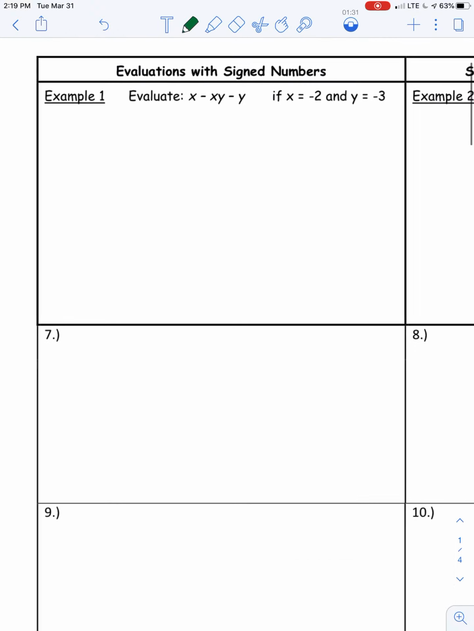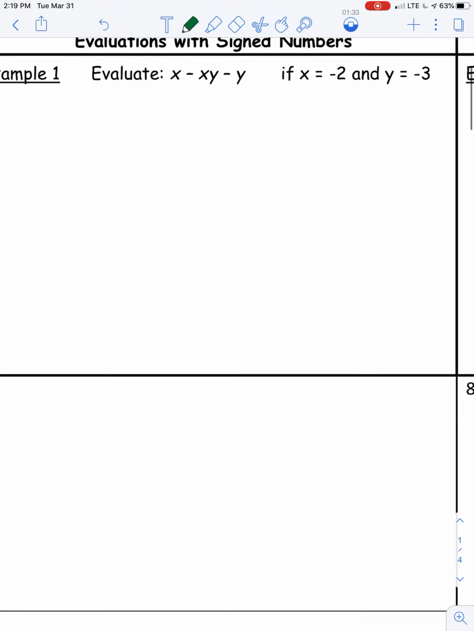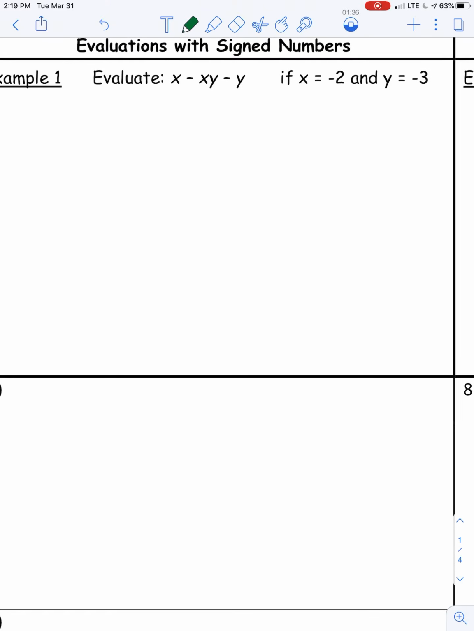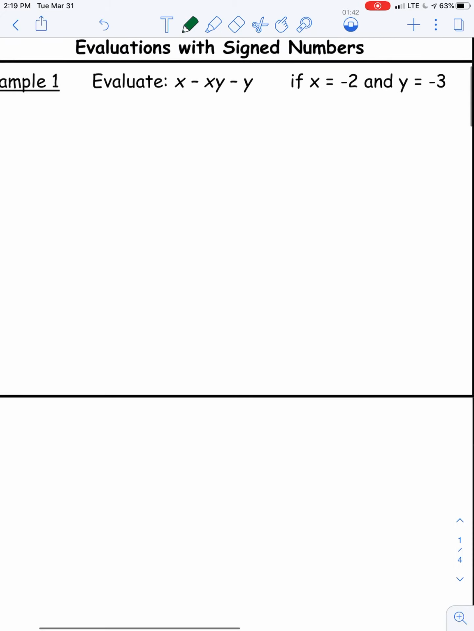Okay, today, we're going to be looking at a very similar concept. The only difference is the numbers that we're going to be substituting in for x and y happen to be negative. So let's go ahead and write some notes on how to do this. Really, it's the same way, but I want us to take some notes on it anyway.